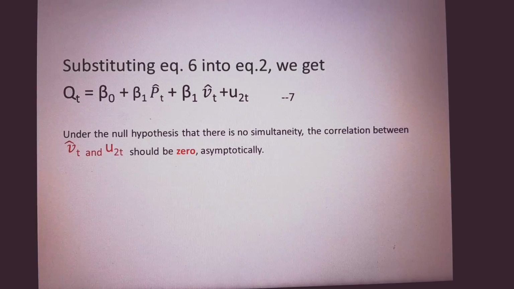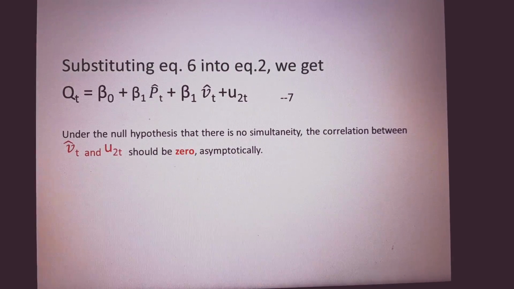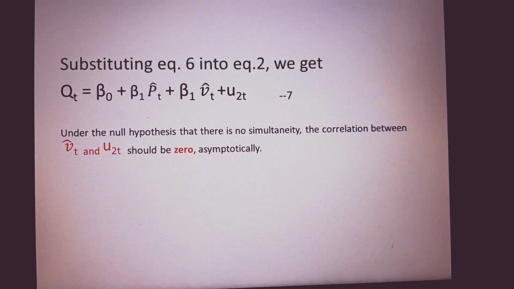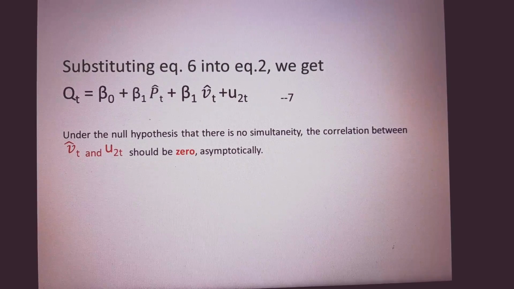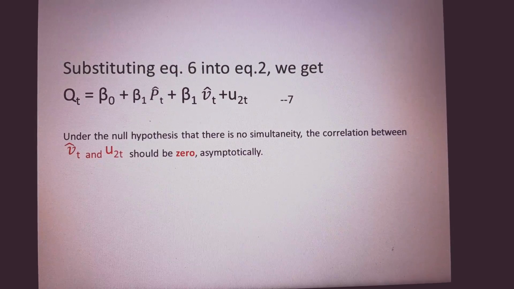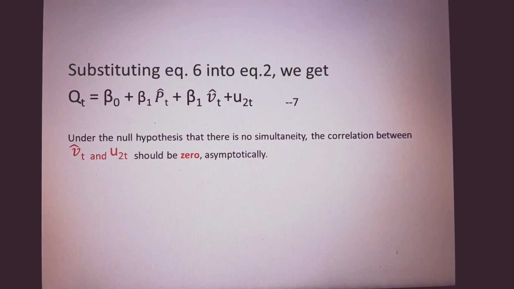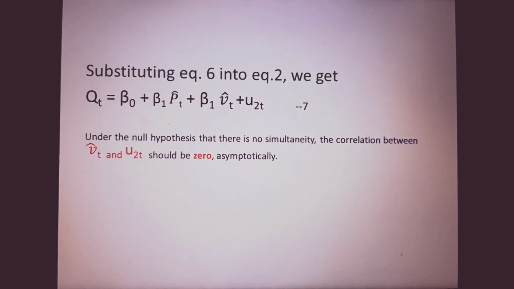Under the null hypothesis that there is no simultaneity, the correlation between Vt cap and mu 2t should be 0. Thus, if we run the regression and find that the coefficient of Vt is statistically 0, we can conclude that there is no simultaneity problem.